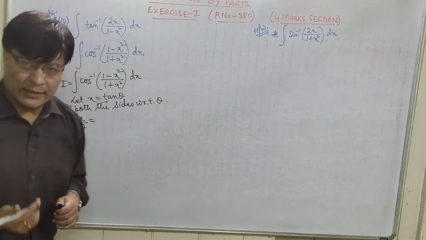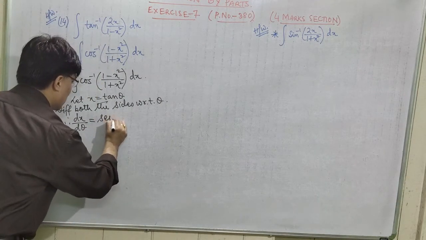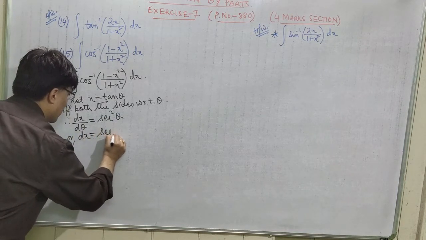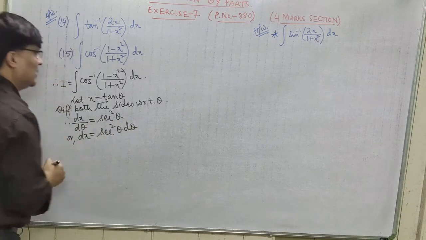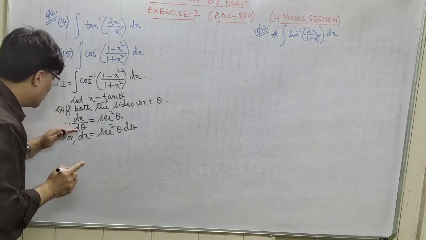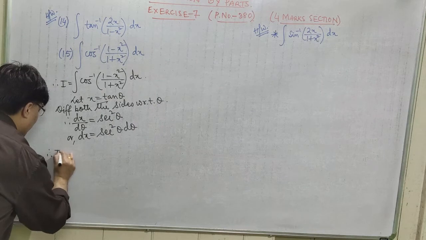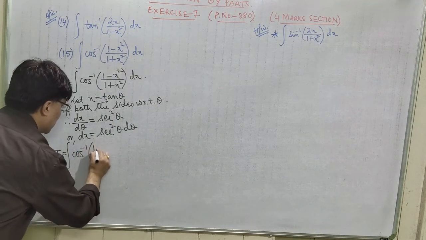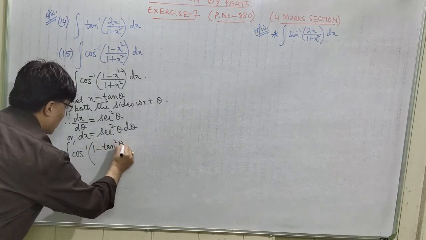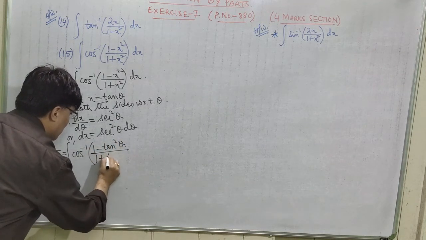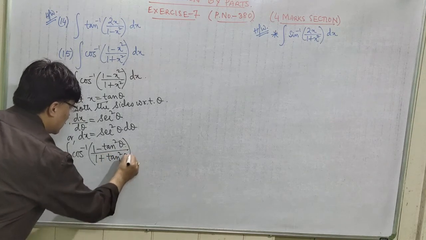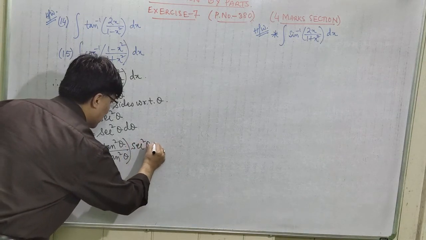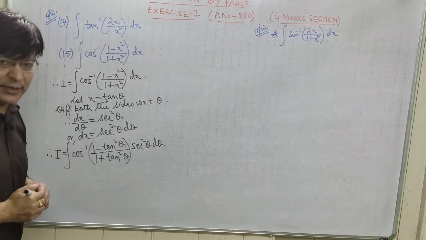So therefore dx by d theta is equal to, what is the differentiation of tan theta? You know that it is sec square theta, right? Now let us do cross multiplication. dx is equal to sec square theta d theta. Okay, so let us put these values in I. So therefore I is equal to integration of cos inverse within bracket 1 minus, what is x square here? (1 minus tan square theta) upon (1 plus tan square theta), right? Into, what is dx here? It is sec square theta d theta.